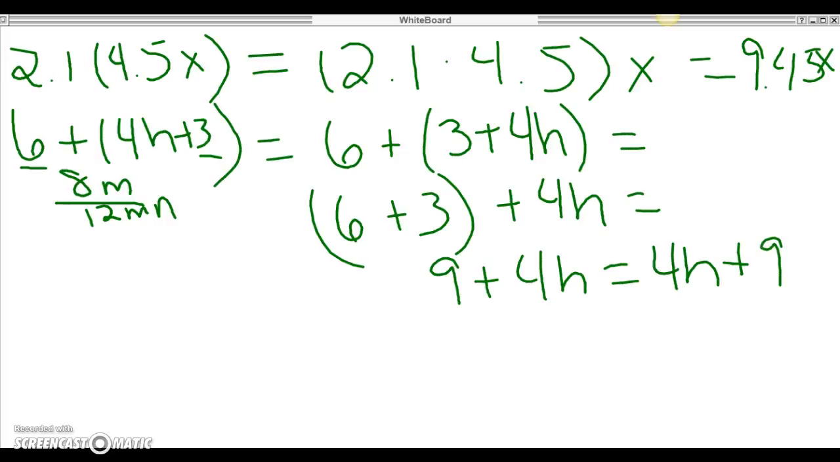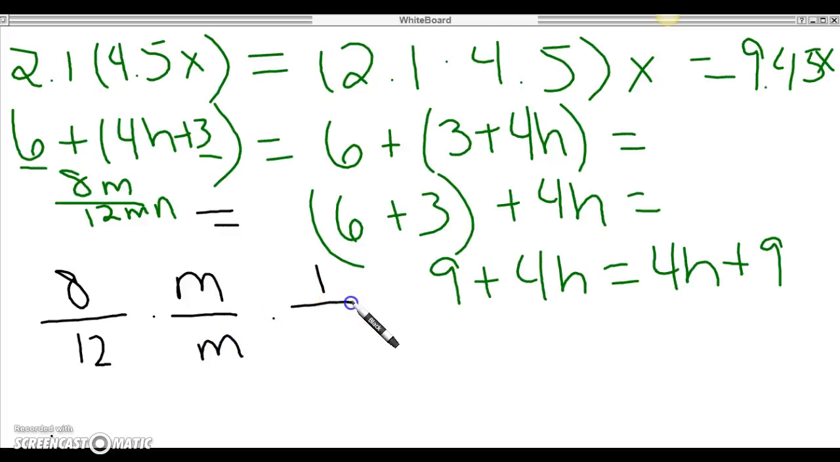Alright, last one. I write it in black so that we can tell a difference. And I would use my multiplication property. So I have 8. Oops. This line is way too long. Alright, so I have 8 over 12 times m over m times 1 over n.